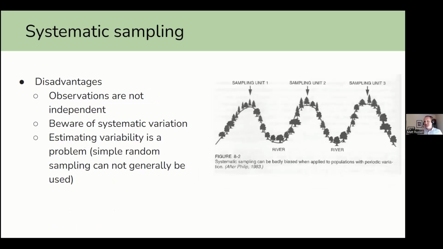But there are also disadvantages, like every sampling design. The big one is that the observations are not independent. You're measuring these systematically, so they're not necessarily independent of one another like they are in simple random sampling. Another big thing that's encountered quite a bit, especially when you have topography issues and issues with the terrain in your forest type, is that there's systematic variation.